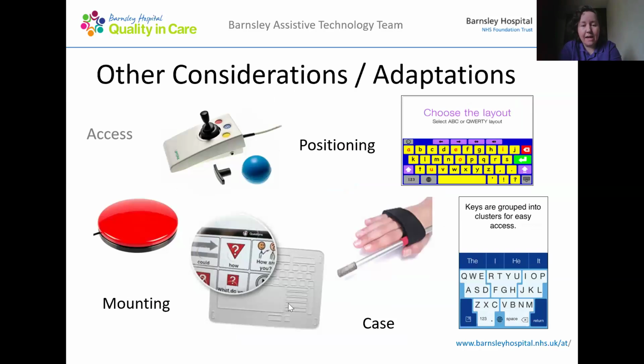And this is just a little bit about access. These are some examples of ways we might adapt to the way that somebody accesses the equipment, so using a mouse, for example, using a stylus or a switch, or changing the layout of the keyboard.